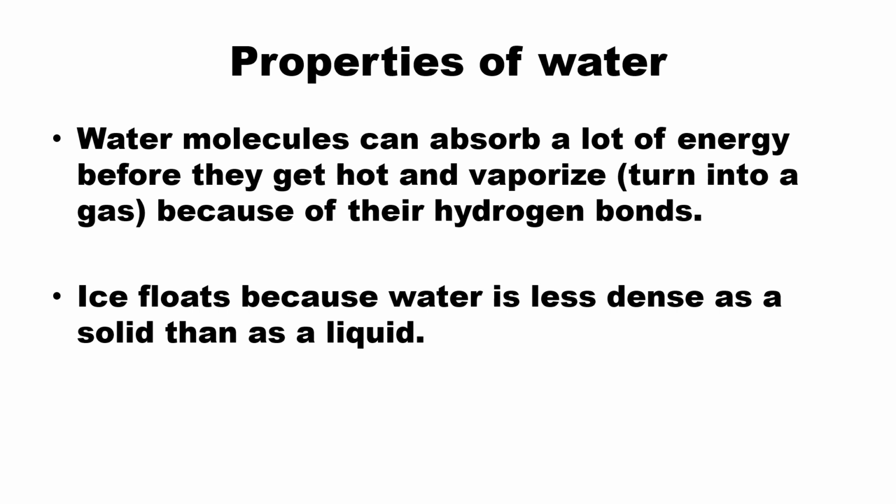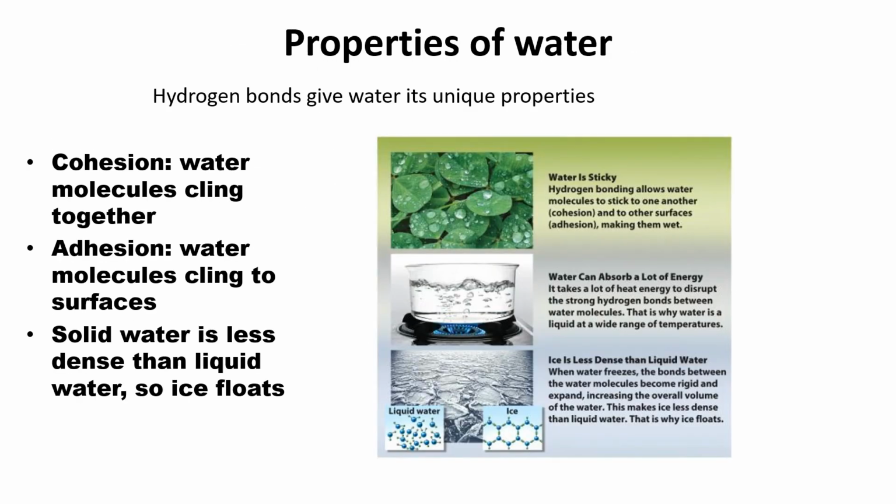Another important thing about water is that whenever it becomes solid, in this case ice, it's actually less dense than the liquid. And that's why you see that ice actually floats in water. Another important feature of water is what we call cohesion. Cohesion is basically the interaction of two water molecules together, versus adhesion, which is basically water interacting with other surfaces. And as I already mentioned before, solid water is less dense than liquid water, and that's why you see that ice actually floats in water.